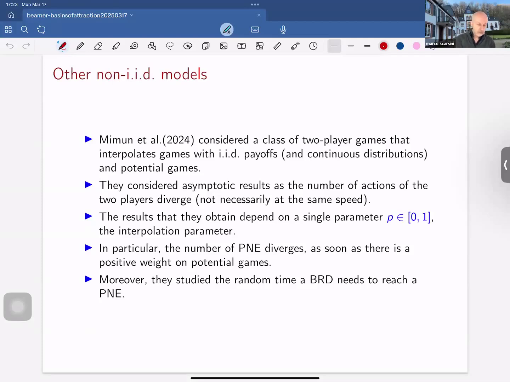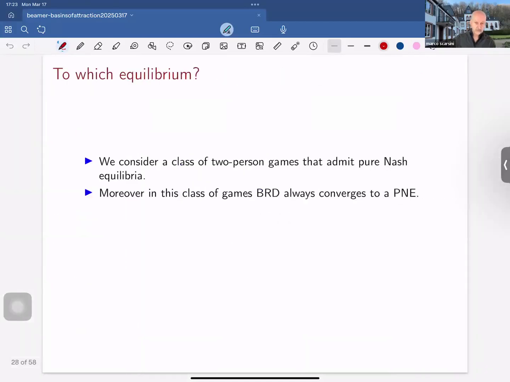Now, what I want to do in this talk, so all this was a long introduction. Sorry about that, but I thought I wanted to have everybody on the same page. So what I want to do in this talk is to look at to which equilibrium does one of these dynamics converge.